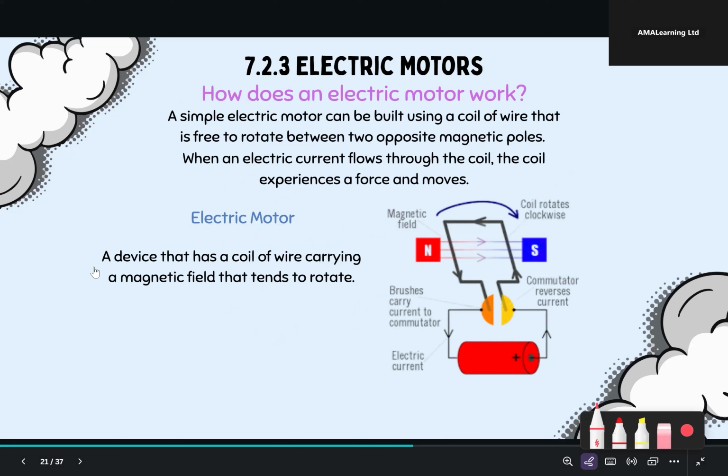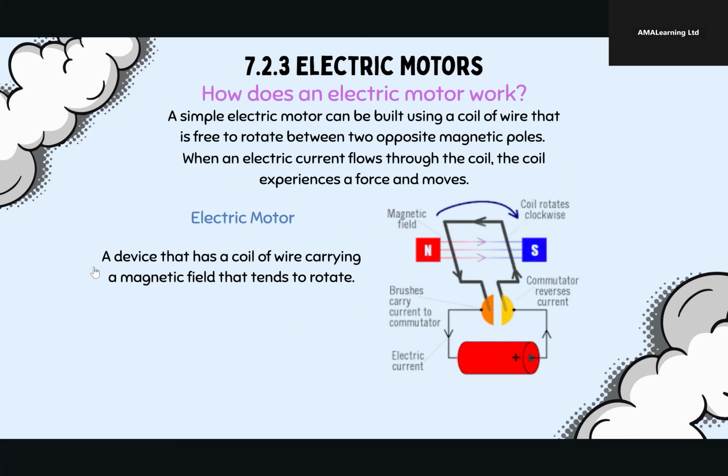Okay, so let's move on now. Let's actually look at how an electric motor works. So again, I'll read through it and then I'll explain it in my own words. A simple electric motor can be built using a coil of wire that's free to rotate. So a coil of wire is our conductor that will have current flowing through it, and it's free to rotate between two opposite magnetic poles. So here's our magnetic pole here and magnetic pole here.